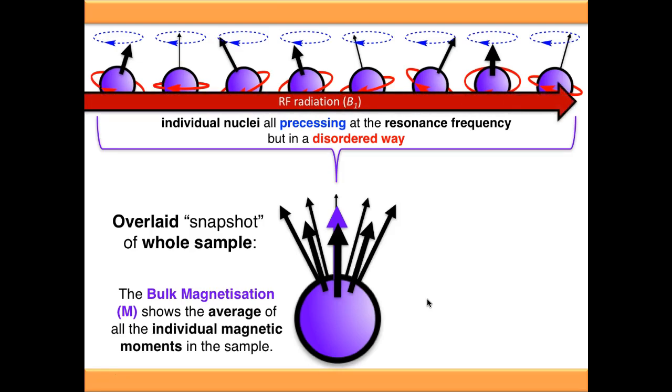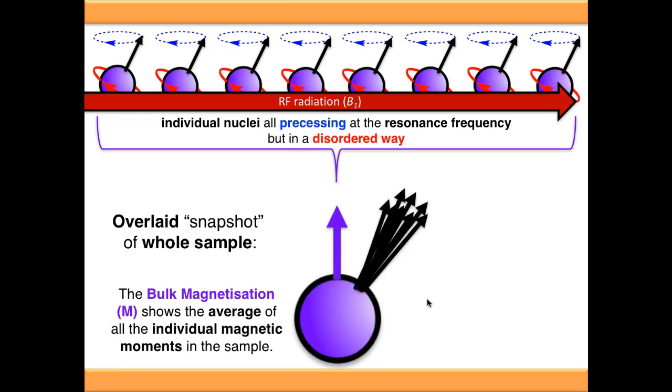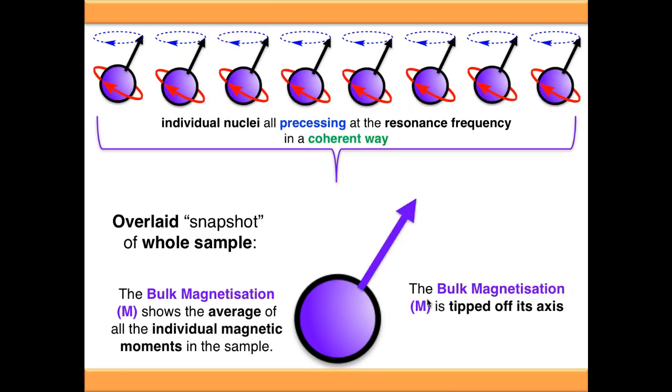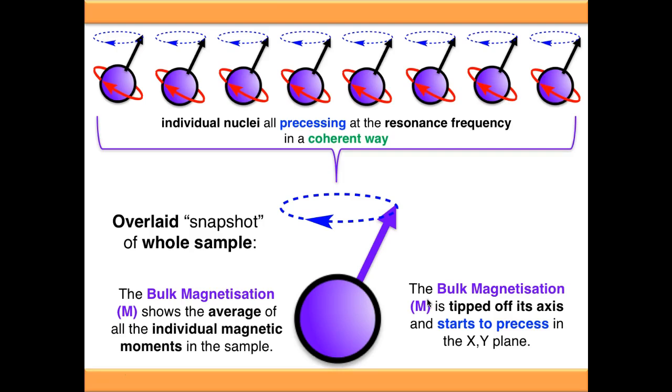So what happens now? Our RF radiation comes in and we hit our sample with an RF pulse, and this has the effect of knocking all of our precessions into alignment. Like that. So now if we take an average of this, we'll find that all of our arrows have tipped over to one side. And the average of all of those arrows, the bulk magnetization, will now tip off of its axis. As we continue to precess, our nuclei are now precessing in a coherent way. They're all at the same phase of their precession. They're all precessing in coherence. And as a result, our bulk magnetization, as well as tipping off its axis, now starts to precess in the XY plane.